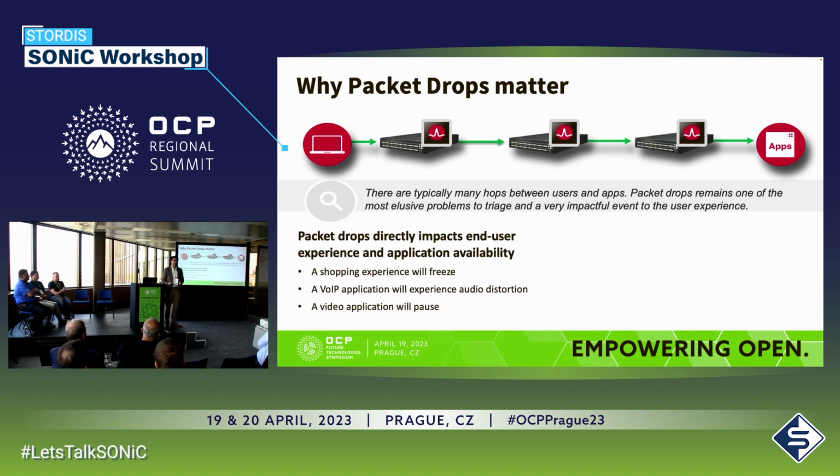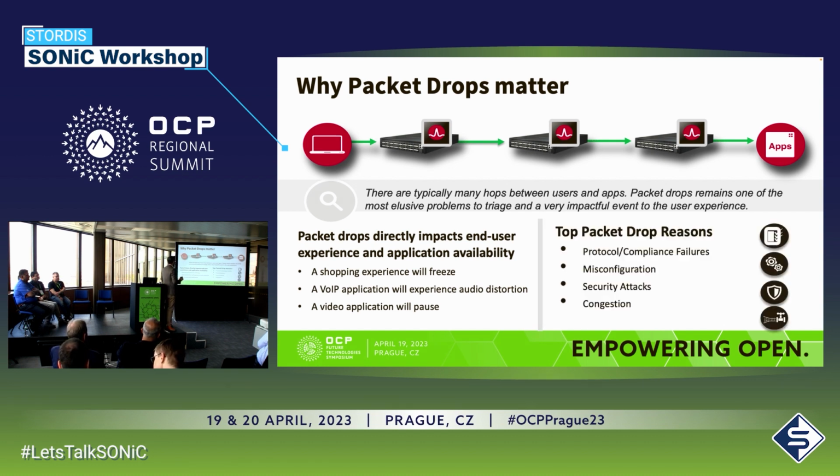And packet drop is not an easy problem to solve, is it? Because typically, there are a number of hops between your user and the actual application. And then there can be a number of reasons why packet drop is happening. It is not that simple. It could be happening because of protocol failure. It could be happening because of misconfiguration, human error. It could be happening because of congestion or a DoS attack. So packet drop remains one of the most elusive problems to triage and troubleshoot.